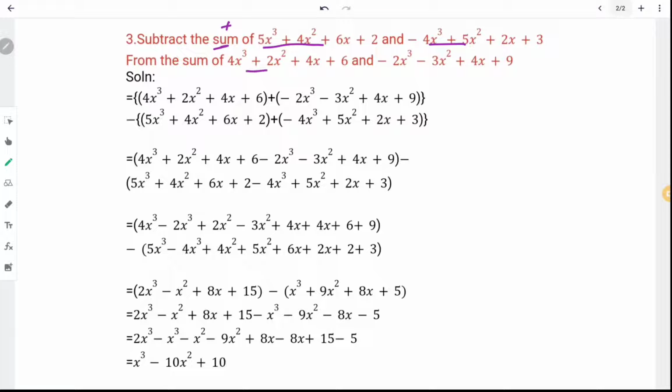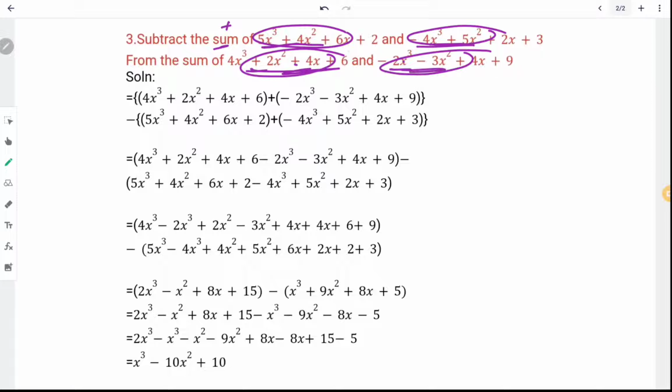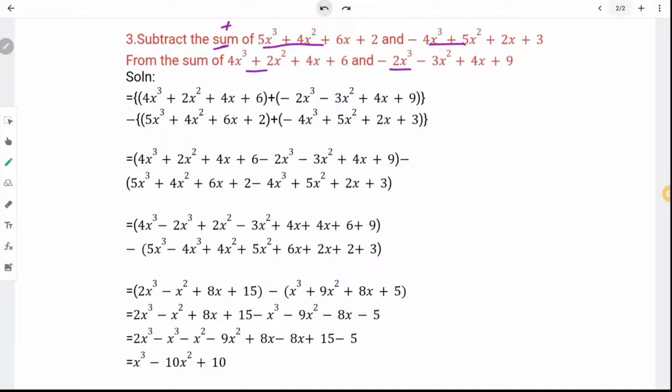And then we have to even add these 2. Remember that when I add these 2, we're going to get one answer, right? Same thing, when I add these 2, we're going to get one answer, right? From the sum. So whatever we get when we add these 2 will be subtracted from whatever we get when we add the other 2. Okay, so that's what I'm doing.